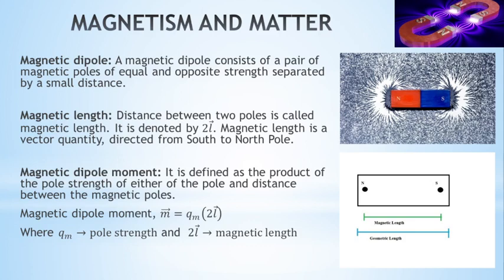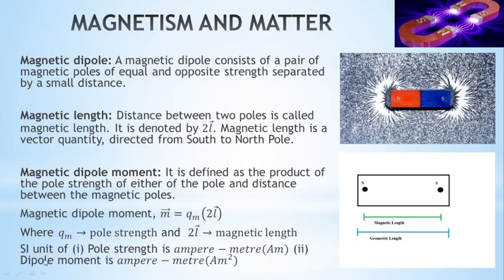Here Q means charge, we have learnt in the first chapter, but here Qm means magnetic charge. Magnetic charge is nothing but the pole strength. Pole strength is indicated by magnetic charge and 2L is the length. Therefore, M is equal to Qm into 2L. Here Qm is the pole strength or magnetic charge, 2L is the magnetic length. As L is a vector quantity, M is also a vector quantity. That means magnetic dipole moment is a vector quantity.